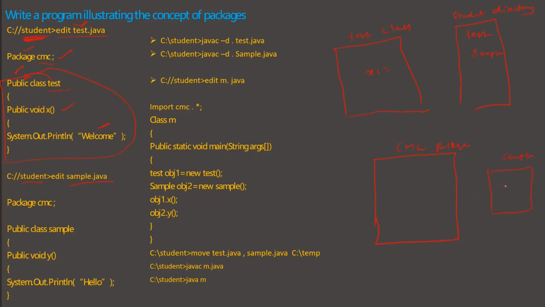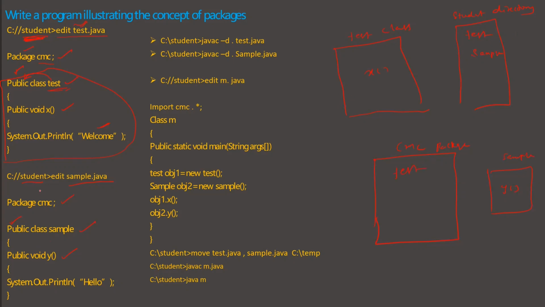Is that point clear? I'm going to write a method called y, because Sample consists of y. Again, I'm taking my package name as CMC. Now in this CMC, the Test class is present and the Sample class is present, and in the Sample class also there is no main method, right? So it should be declared public. In package CMC, you are declaring a Test, so Test is present in this package CMC.